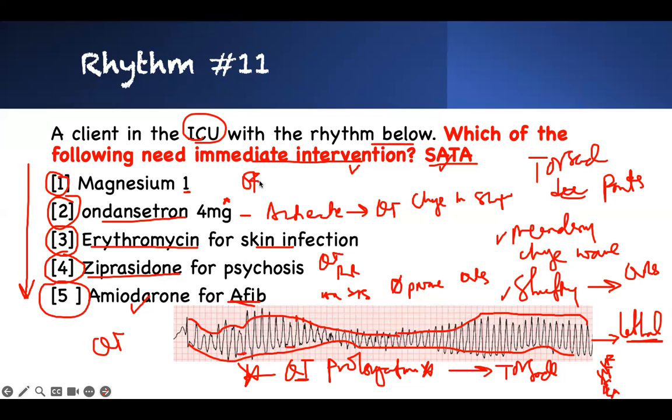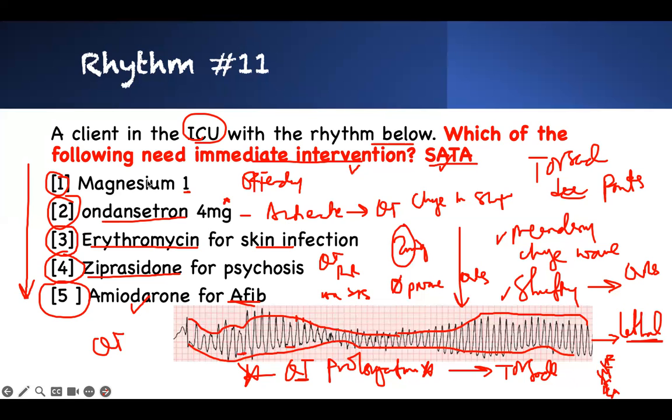So if I put stop offending agent here, you should choose that answer choice. So the number one answer choice is stop the offending agent and give them magnesium. So try to get your magnesium, and that will help with that. So give them magnesium to resolve this problem, or stop the offending agent: stop the ondansetron, stop the erythromycin, stop the ziprasidone, stop the amiodarone, and give them magnesium.